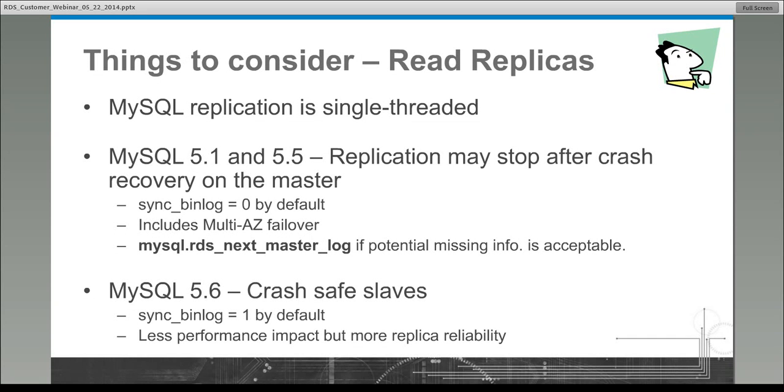So one of the things to pay attention to here is we have a CloudWatch metric called replication lag. You can set up alarms on that to see how far behind your replicas are lagging from your master instance. It's a sign that things may not be working quite right for you.